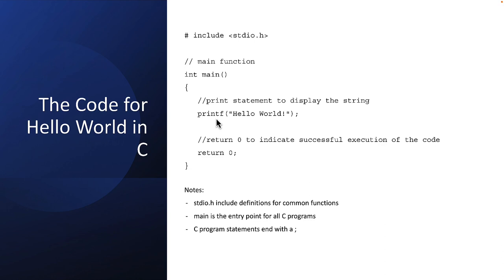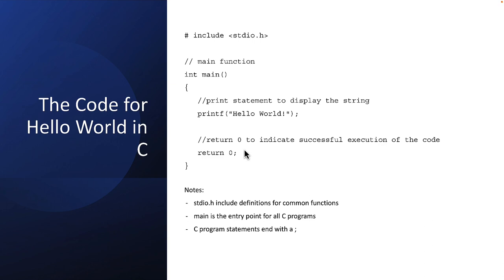The first statement then is a printf, which prints something to the screen, and it prints anything inside the double quotes. The other thing to note with C programming statements is that they end with a semicolon. This is a common error for beginner programmers: forgetting the semicolon, and you'll get a compilation error.